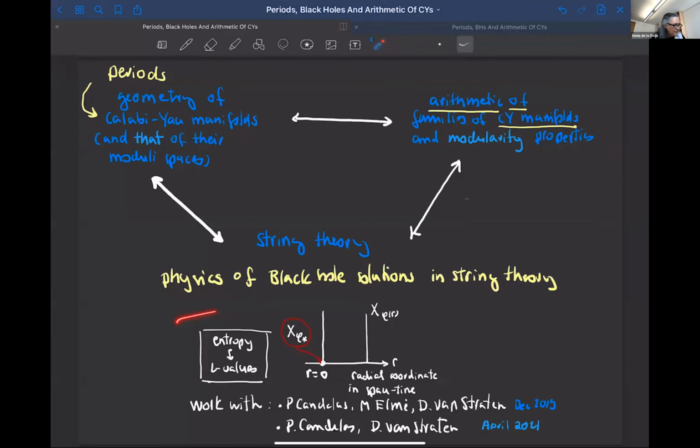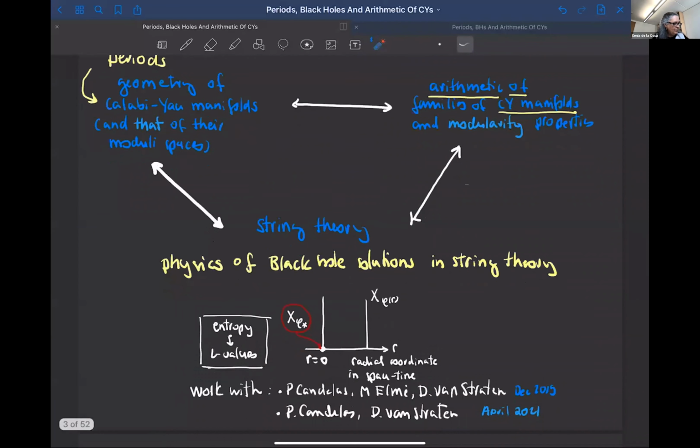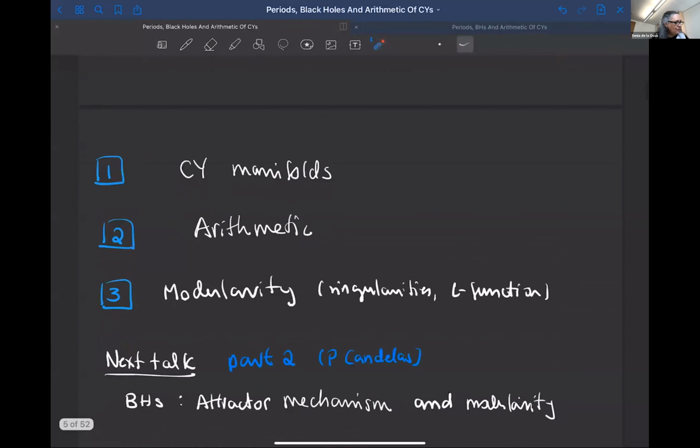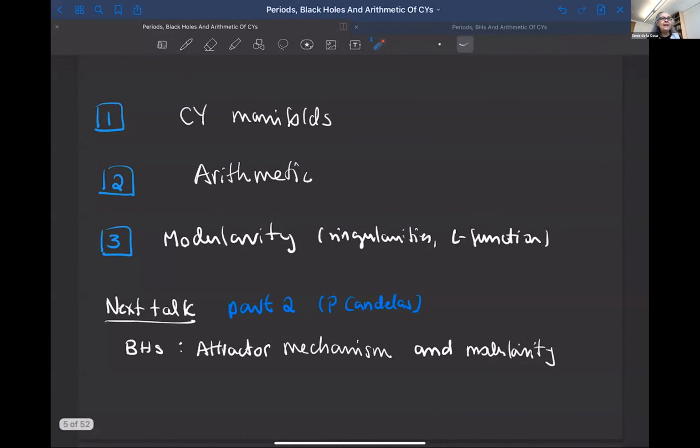This is joint work with Philip and Mohamed Elmi, Duco van Straten. There are two papers, and another one with Philip and Duco. As he will tell you, there is a beautiful relationship that relates the entropy of a black hole with certain arithmetic quantities called L values. This is a nice picture of my collaborators, Philip, Mohamed, and Duco, eating in Korea.